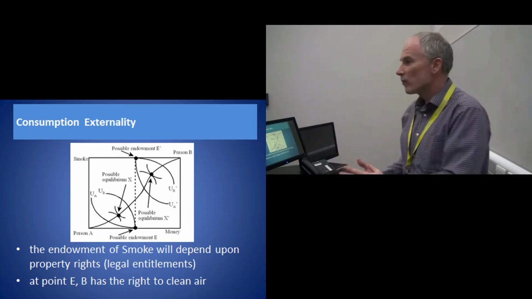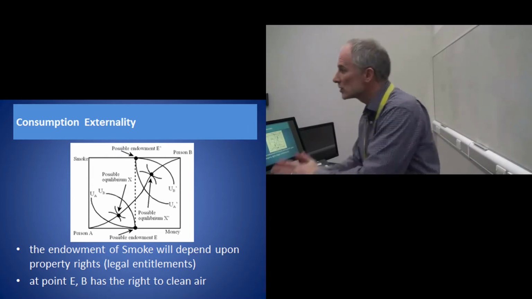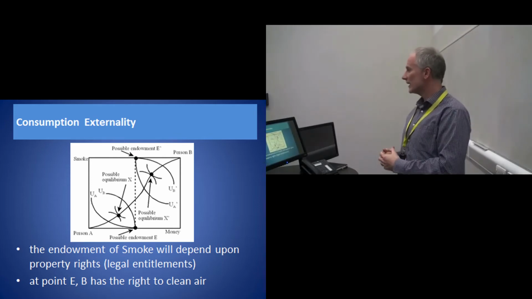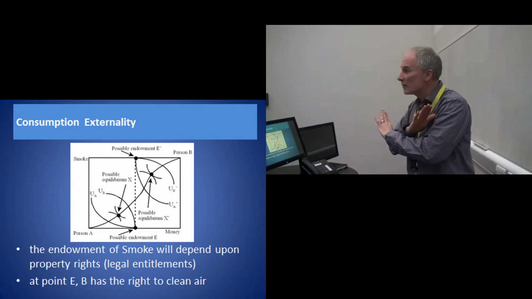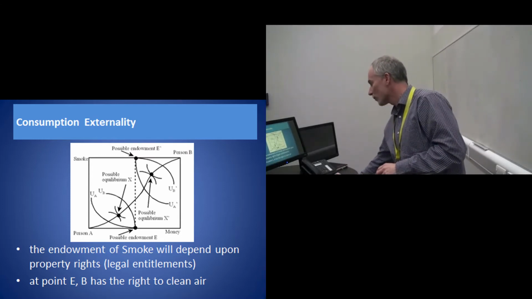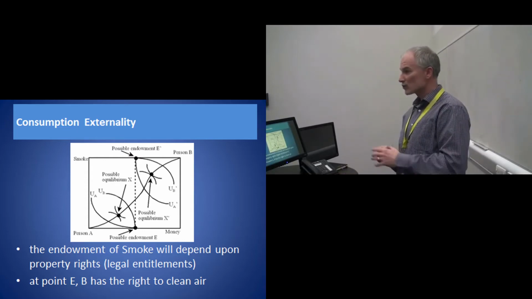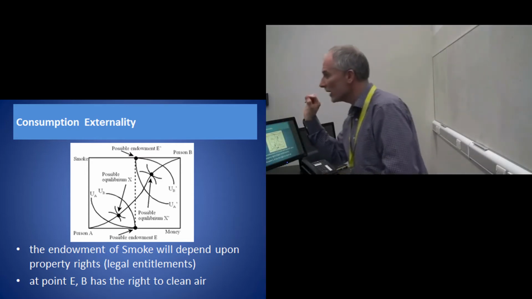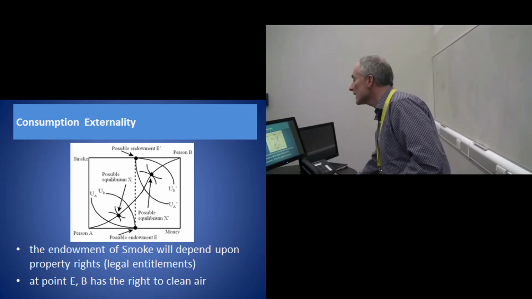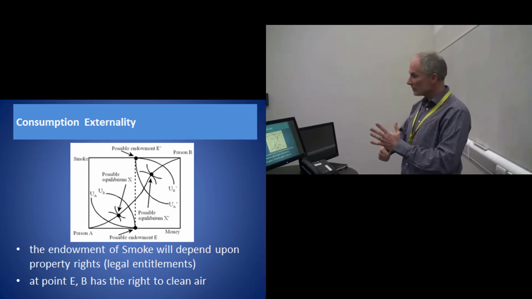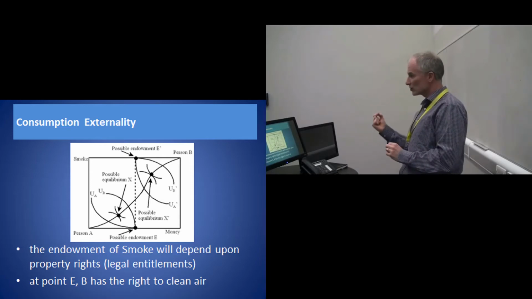Alternatively, it could be that person B has the right to clean air. His roommate is in no way allowed to pollute the clean air in this room. So the initial endowment of smoke is 0. Well, if that were the case, our initial endowment would be down there. So each individual has exactly the same amount of money, but the initial endowment of smoke is 0. And that is just determined by the legal framework, what person A and what person B are allowed to do.